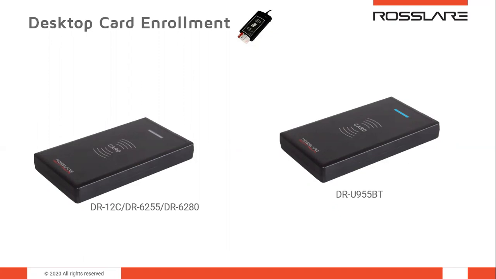We can see our desktop readers, the DR12C, which is an EM enrollment reader, the DR6255, which is a 13.56 megahertz smart card CSN enrollment reader, the DR6280, which is a MIFARE Classic and DESFire EV1 enrollment reader, and last, the DRU955BT, which is a multi-technology enrollment reader for UHF RFID credentials with Bluetooth support and also 13.56 megahertz smart card CSN.